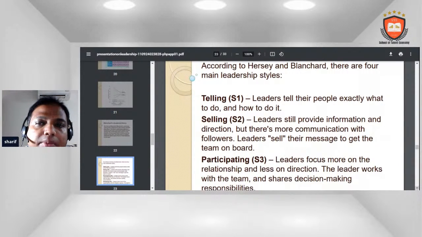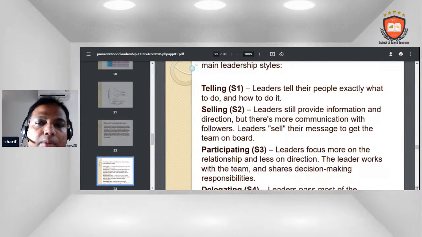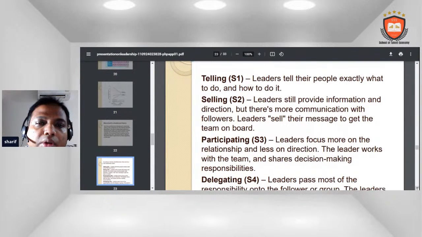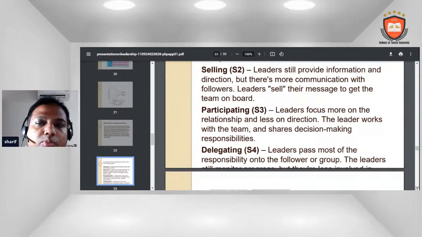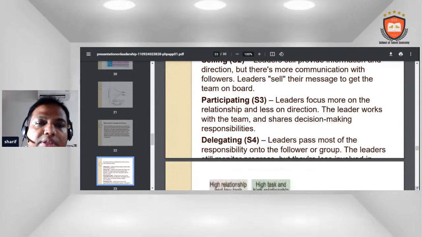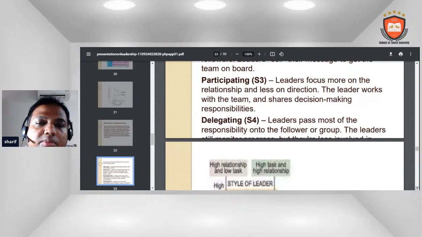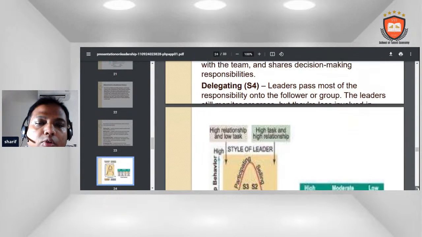Telling leaders tell their people exactly what to do and how to do it. Selling leaders still provide information and direction, but there is more communication with followers. Leaders sell their message to get the team on board. Participating leaders focus more on participation and less on direction. The leaders work with the team and share decision-making responsibility. Delegating leaders pass most of the responsibility onto the follower and group.